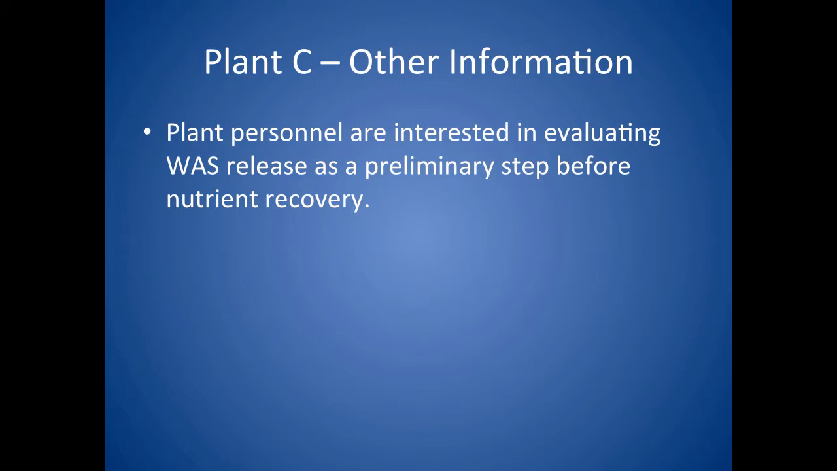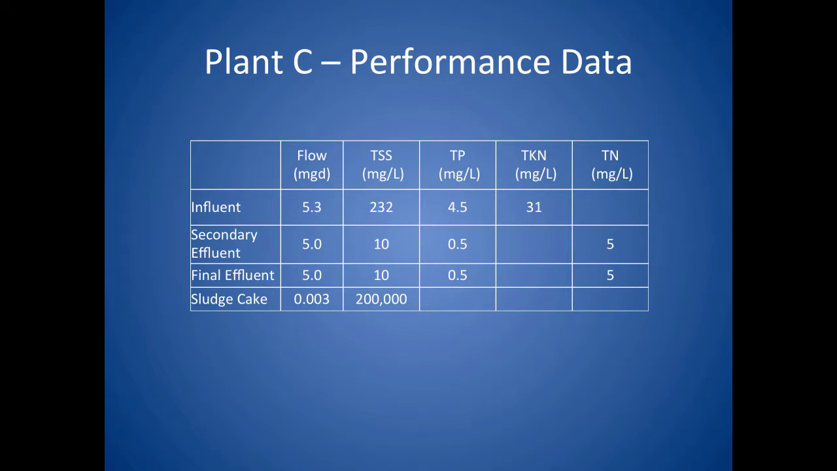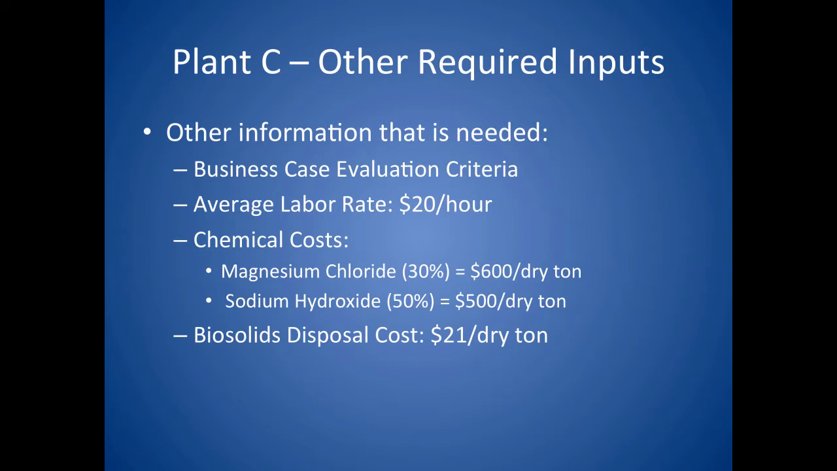Plant personnel have been looking at alternatives for solids handling. They are interested in checking into the financial feasibility of using waste-activated sludge release to create an optimal waste stream to be used for nutrient recovery. Here is a summary of the influent, secondary effluent, and final effluent data that we have for the plant. There is no data for the side stream centrate flow.